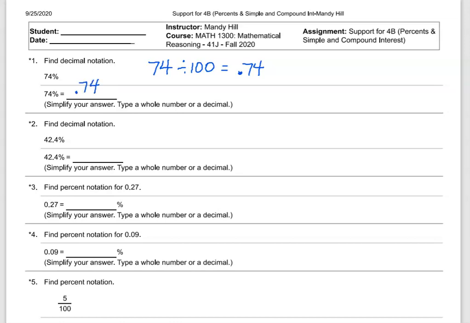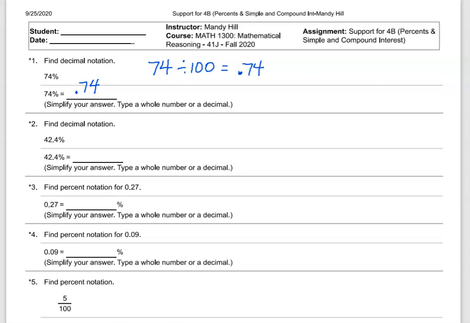This is support for 4B. We're kind of going back, and then we're going to do the support quiz next. Then we're going to move to chapter 5 on Wednesday. We already did 4B, and we've done the last section of chapter 4. Yeah, we're done with chapter 4. Okay, but if you have any questions, feel free to ask.